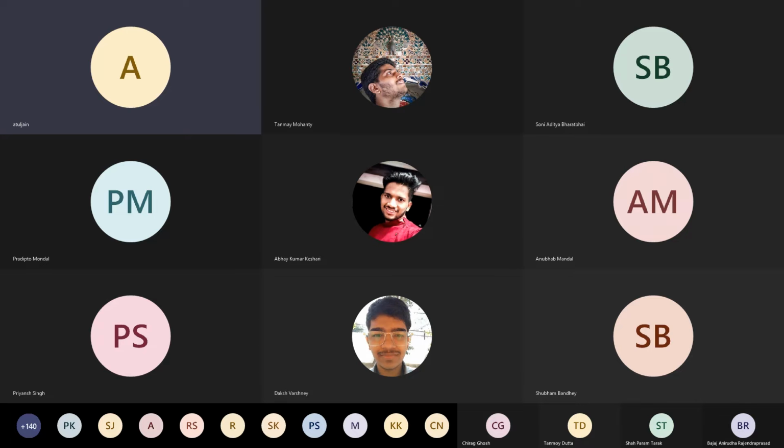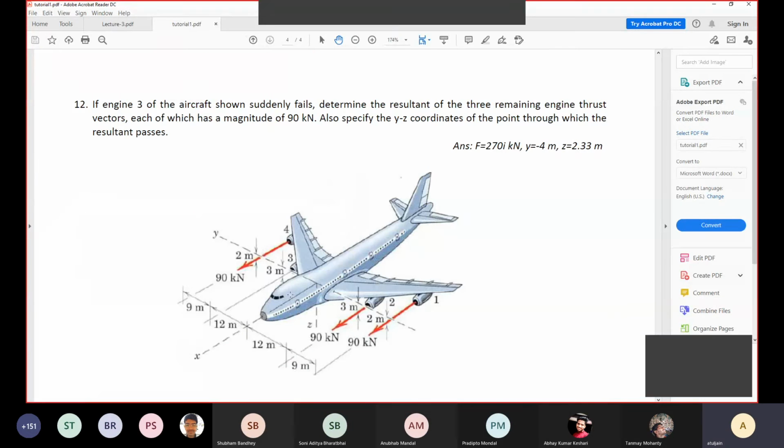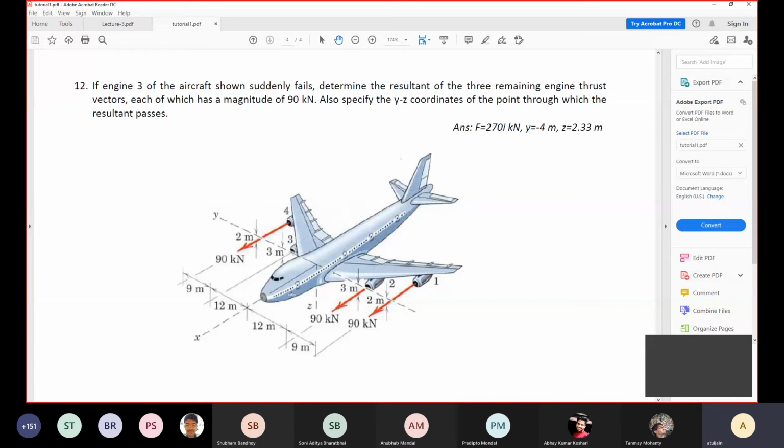Let us share the problem sheet. Where is that? PowerPoint. Okay, is the problem sheet visible?